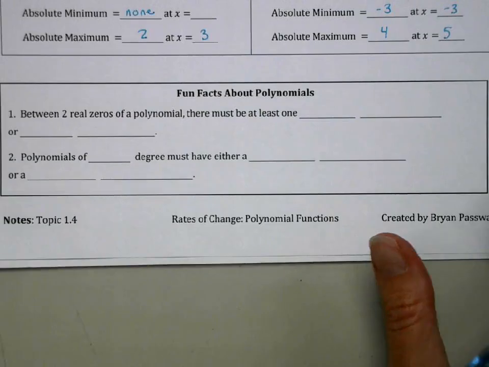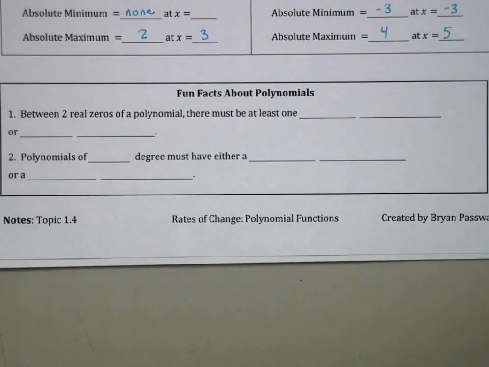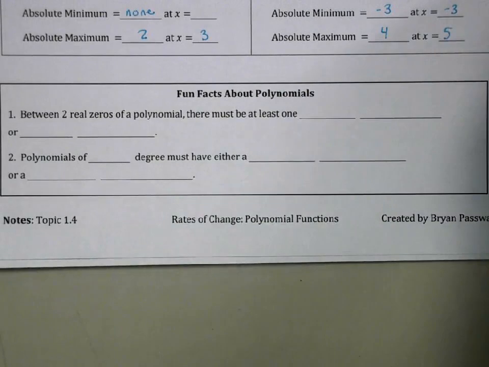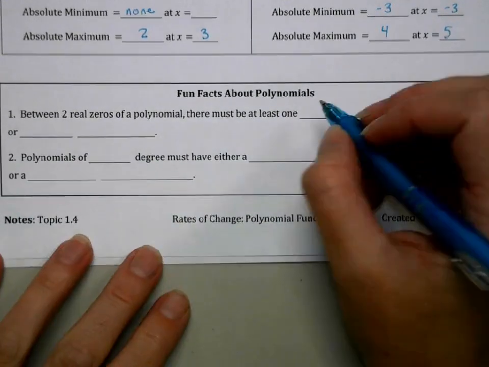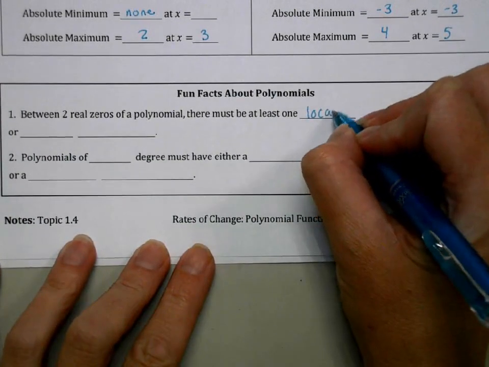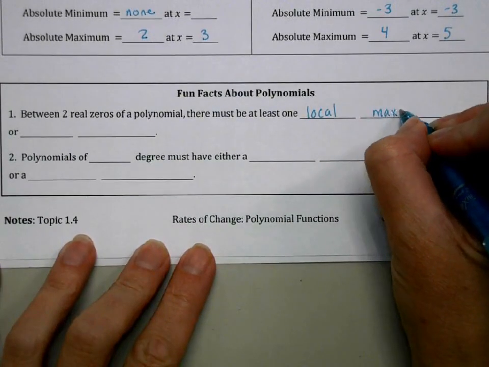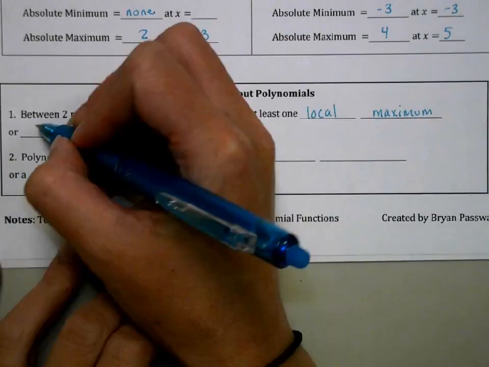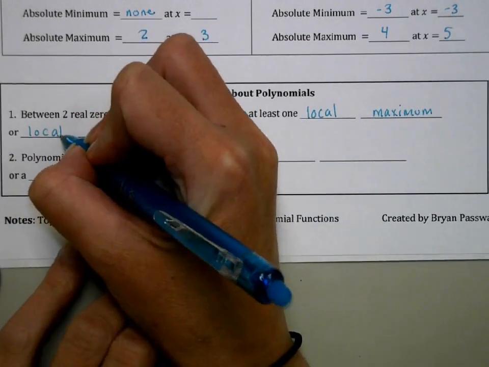Fun facts about polynomials. All right. Fun fact number 1, between 2 real zeros of a polynomial, there must be at least one local max or a local minimum. And I'll draw a picture to explain here.